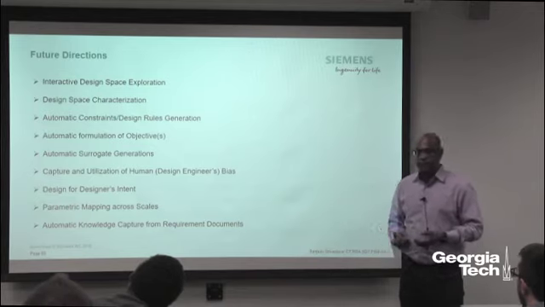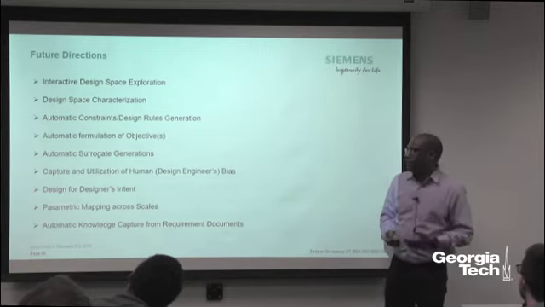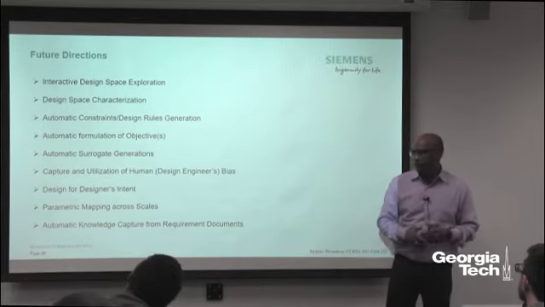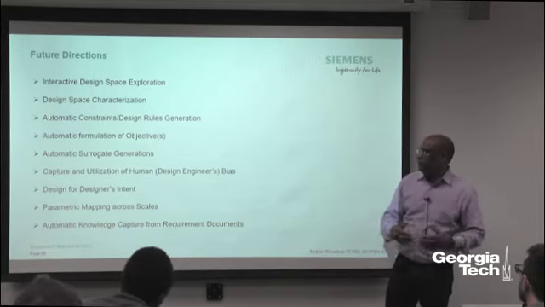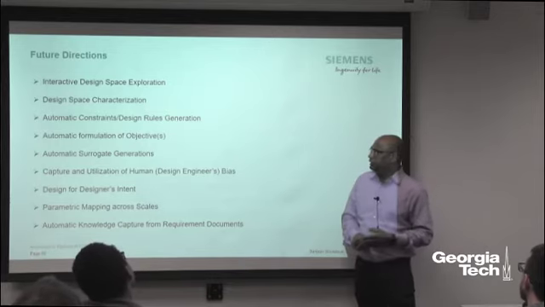Automatic formulation of objectives for your optimization problem, right? Given the requirements, and given, let's say, past information on how the past problem objective functions were, can you automatically form the objective function and also the constraints for that objective function?